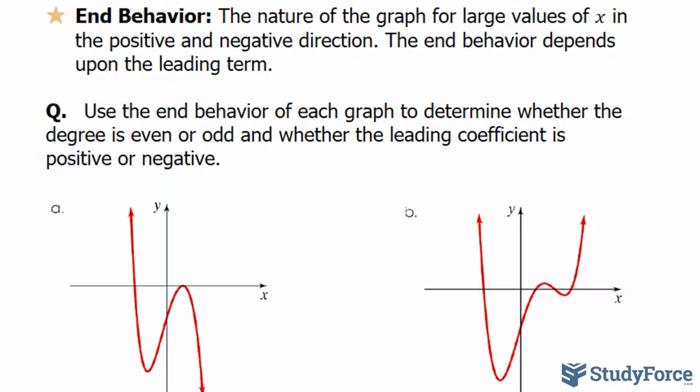Now, just after reading the question, we know that there's a connection between the end behavior of a graph and its leading coefficient and whether the degree is even or odd. And we read up here that the end behavior depends upon the leading term. So what does that all mean?